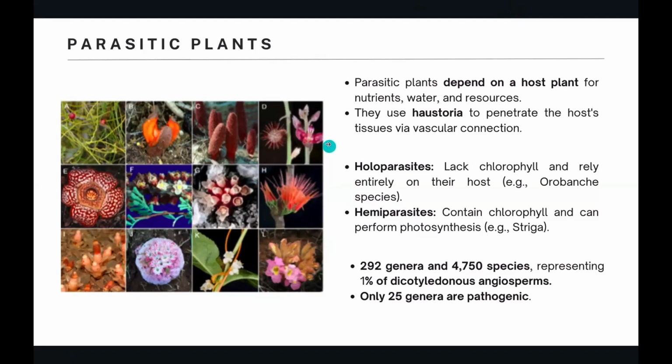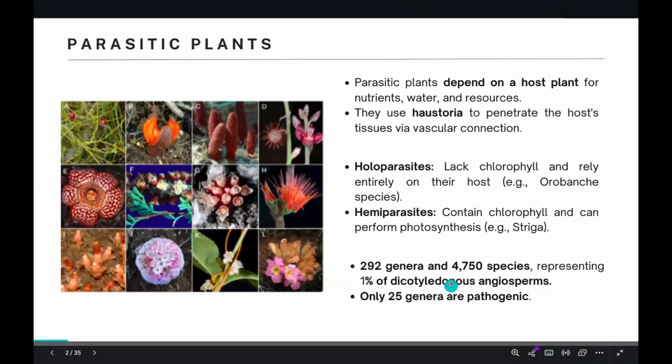There are two main types of parasitic plants. The first one is the holoparasite, like Orobanche species, lacking chlorophyll and depending entirely on their host for survival. The second type are the hemiparasite plants, such as Striga species. Despite containing chlorophyll and being able to perform photosynthesis, they still rely on the host for additional nutrients. There are about 292 genera and more than 4,000 species of parasitic plants, but fortunately, only 25 are pathogenic.